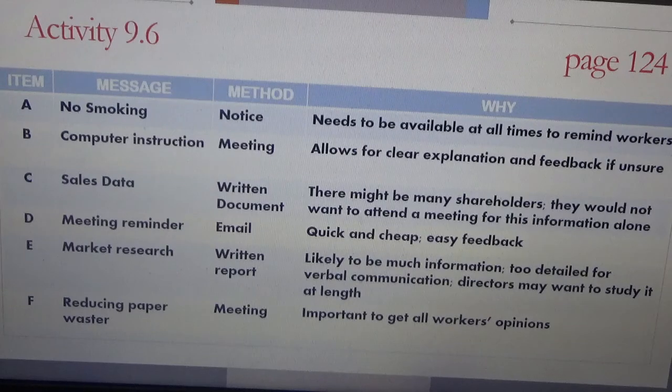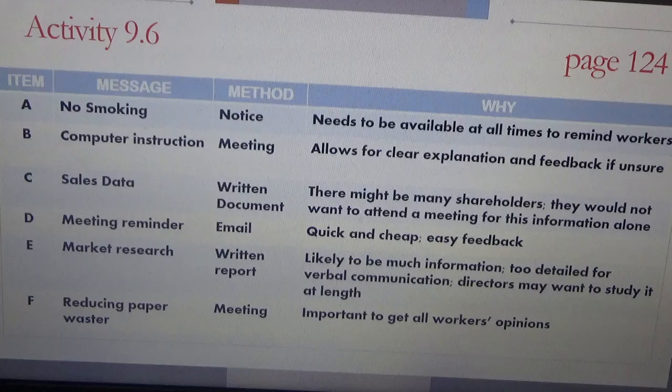The third item is details of the business sales figures for the last 4 years are being sent to shareholders. So our message will be sales data. A written document is needed. Why? Because there might be many shareholders. They would not want to attend the meeting for this information alone.